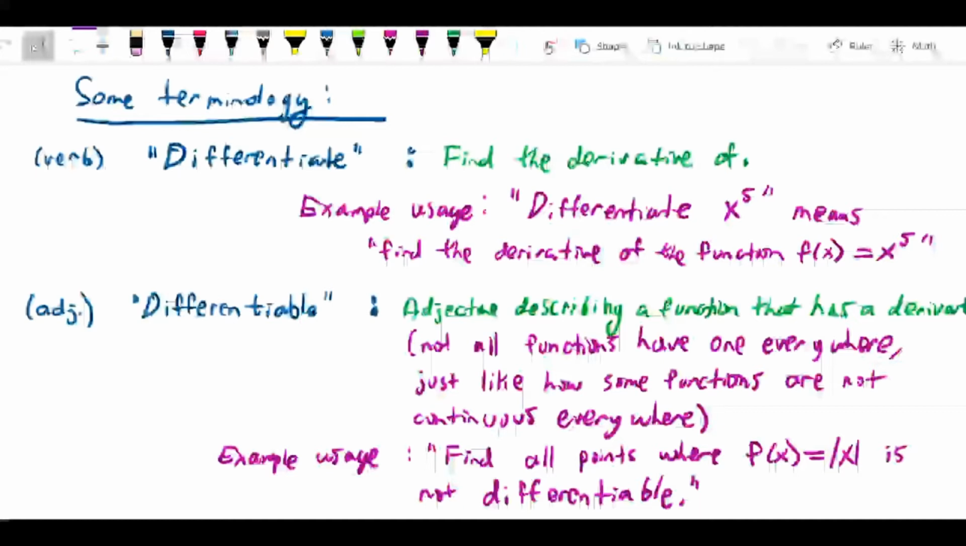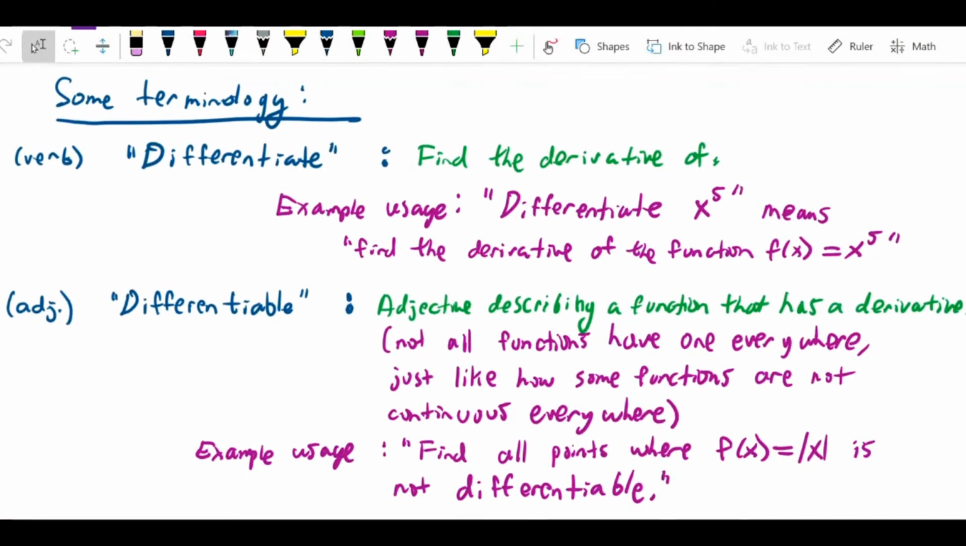The next word is an adjective, and that is differentiable. That's how it's pronounced. It's an adjective describing a function that has a derivative. The reason that's a useful word is that not all functions have a derivative everywhere, and we're going to see an example of that in a minute. The way we would describe that is we would say that the point is a point where the function is non-differentiable. An example usage of that term is a question that might say find all points where the function f of x equals absolute value of x is not differentiable. That's the correct usage of that word.